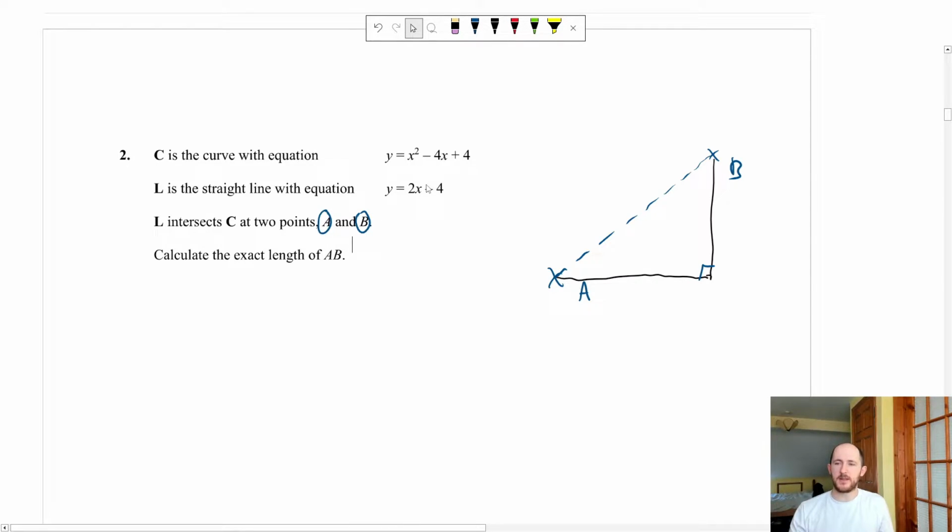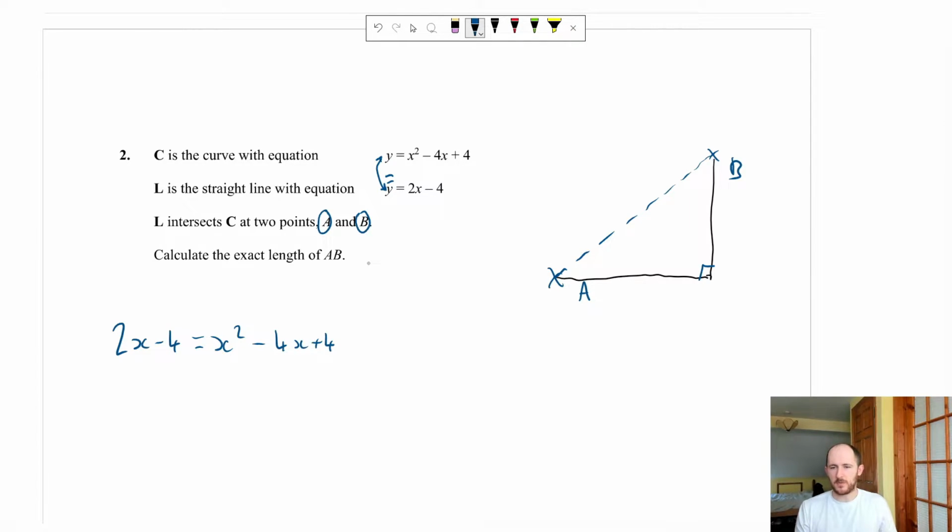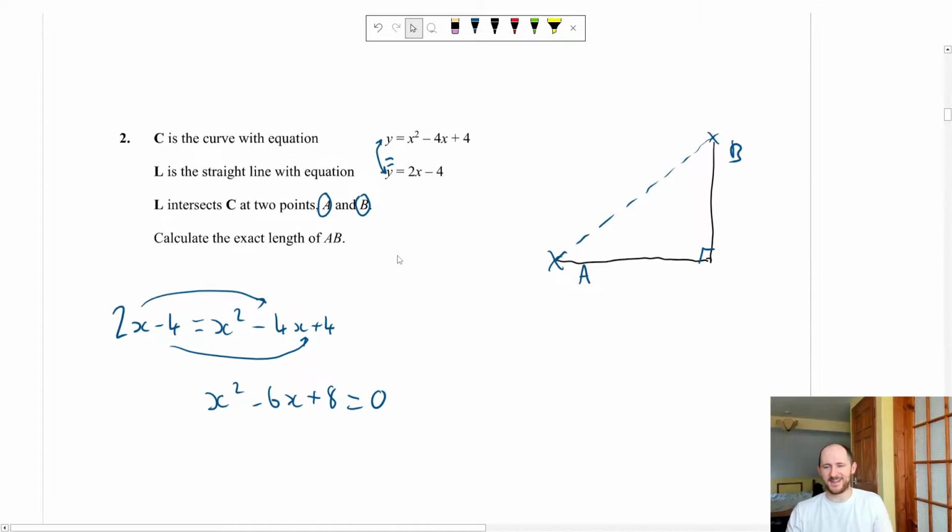So at that point, those two things are going to be equal to each other. If you make these two things equal to each other, you can also call this a substitution if you want. We have 2x minus 4 equals x squared minus 4x plus 4. If I move the 2x over to the other side and the minus 4 to the other side, we have x squared minus 6x plus 8. Don't know why that took me so long, but anyways.